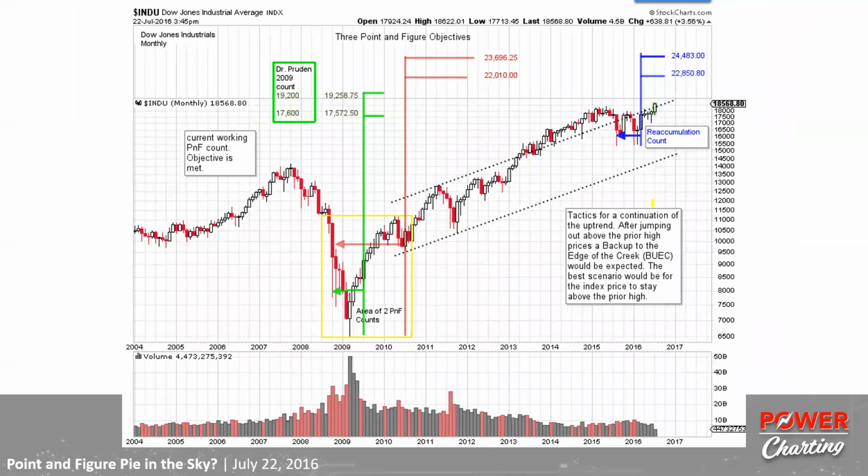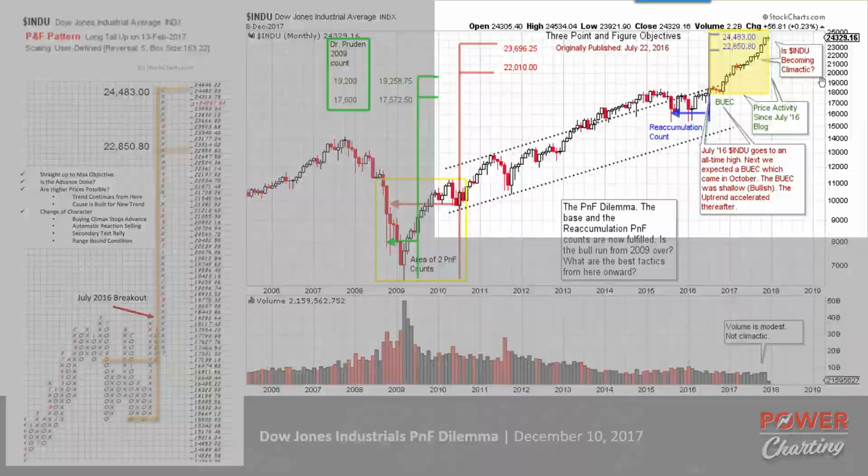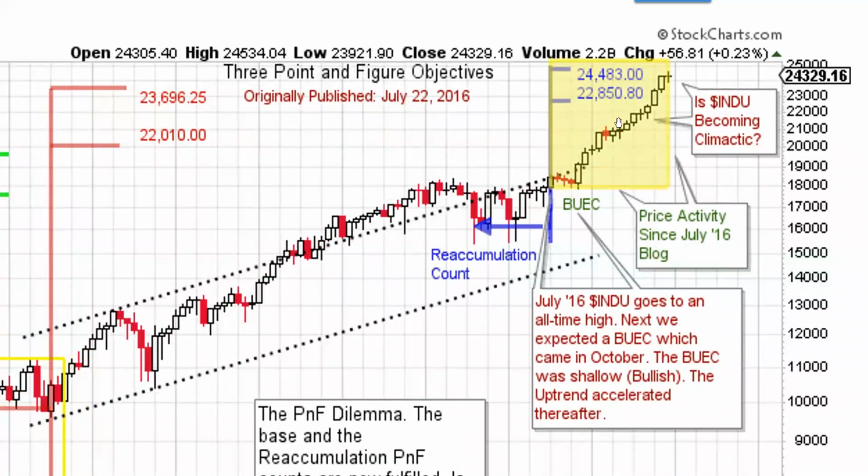Okay, so now here's this chart again with this count of 24,483, 22,850 right here, which is roughly in the area of this reaccumulation that we had. This is the 2016 turn right here. And then now this is what happened subsequently. So we completed that count, we went into the uptrend, and I want to just point out that this is the uptrend that we analyzed with the reaccumulation counts. Reaccumulation count here and here, and these counts were giving us a run upward.